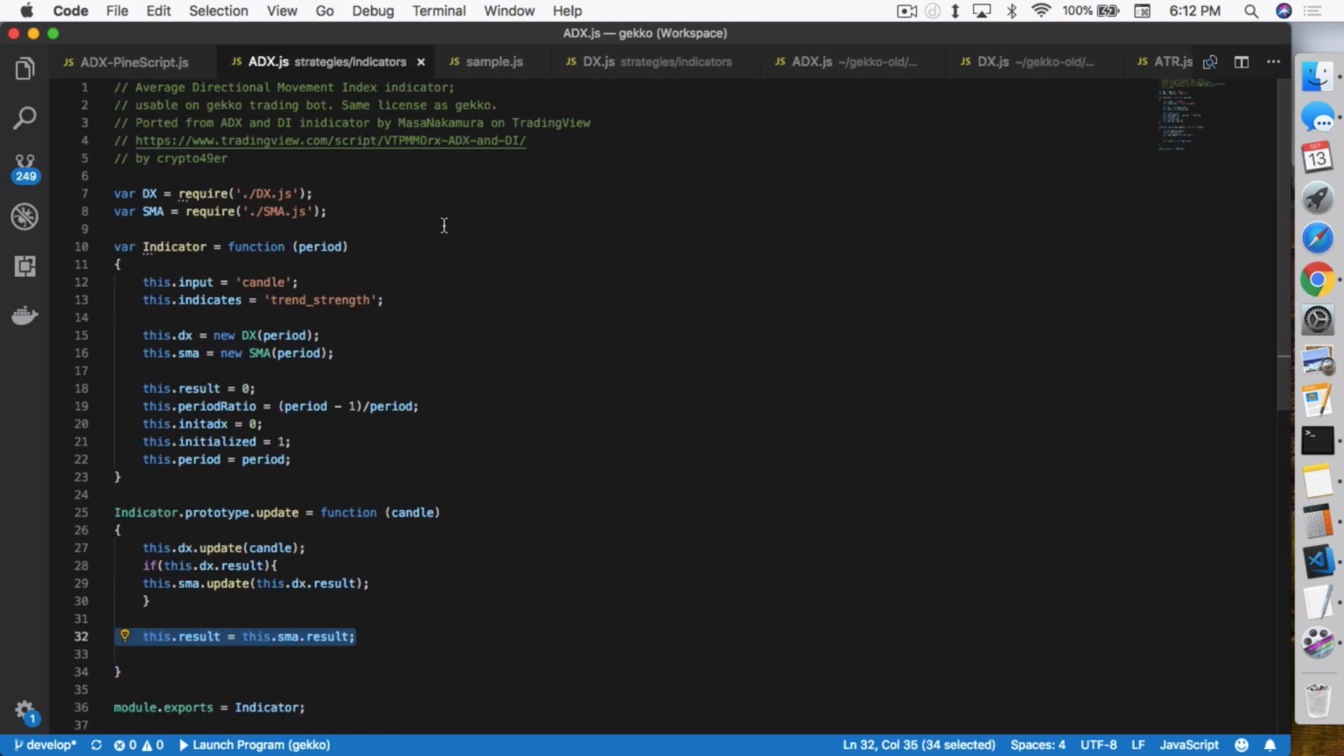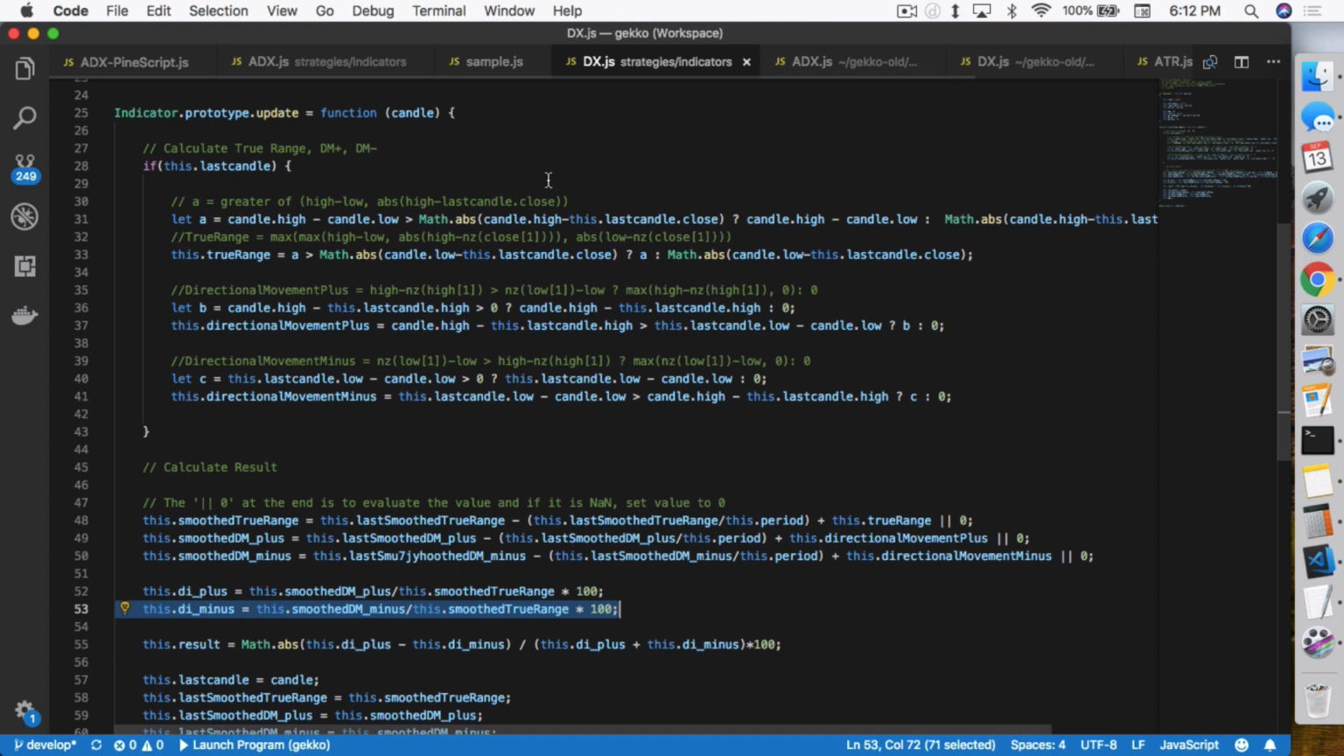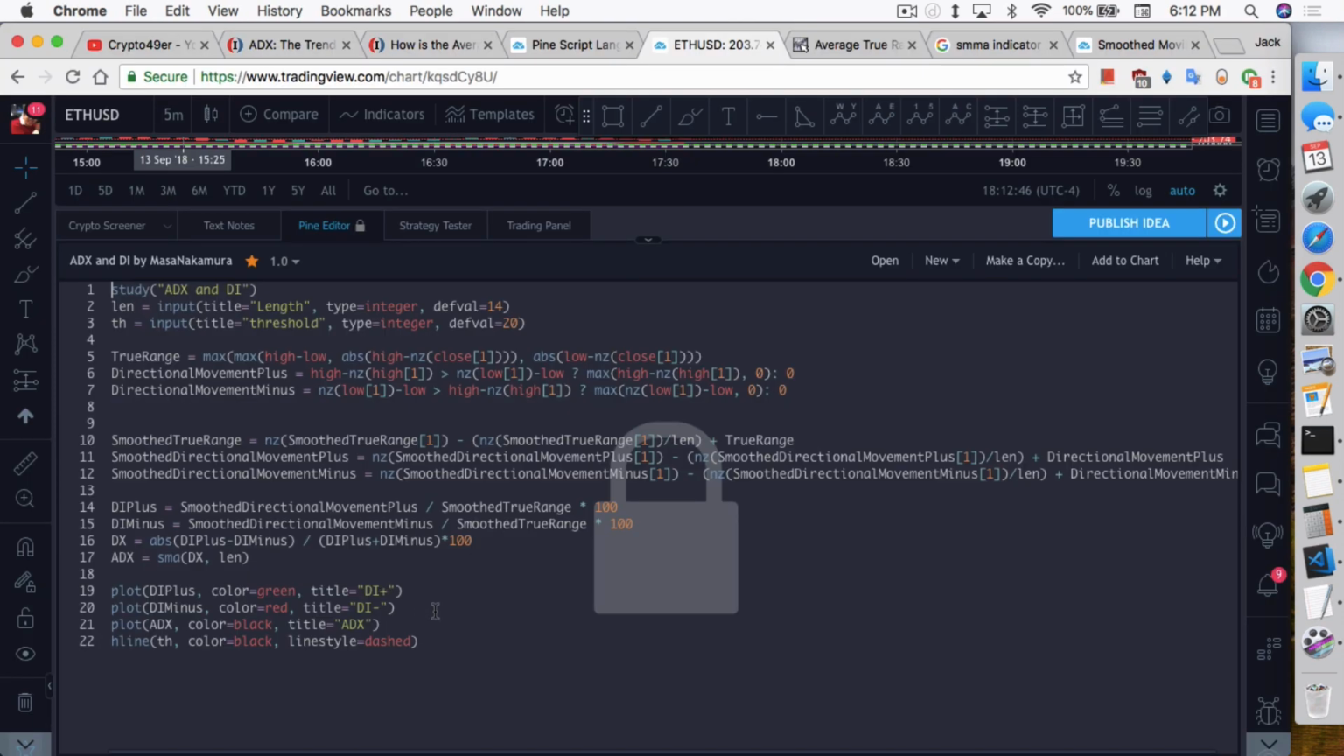And I'll be putting this indicator up on GitHub, so you guys can download it and try it out. But essentially, I didn't just write the ADX indicator. I also had to rewrite the DX indicator as well. The first thing I did was I just copied this whole entire thing. So even though it says locked, you can't edit it, I'm still able to highlight it and copy it. So that's what I did.